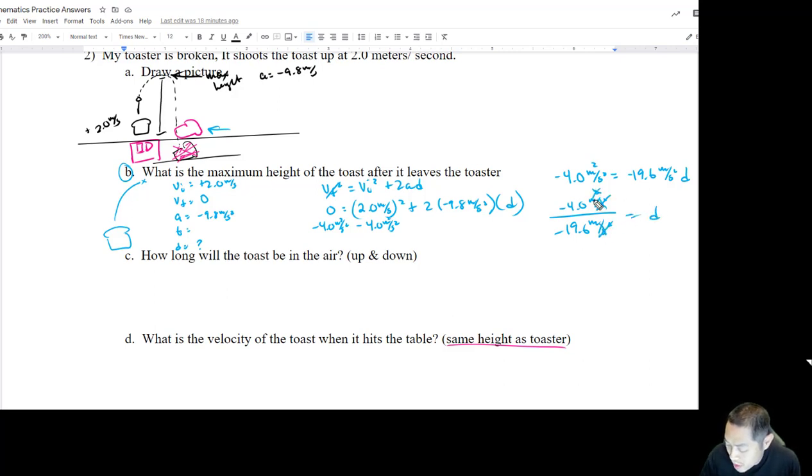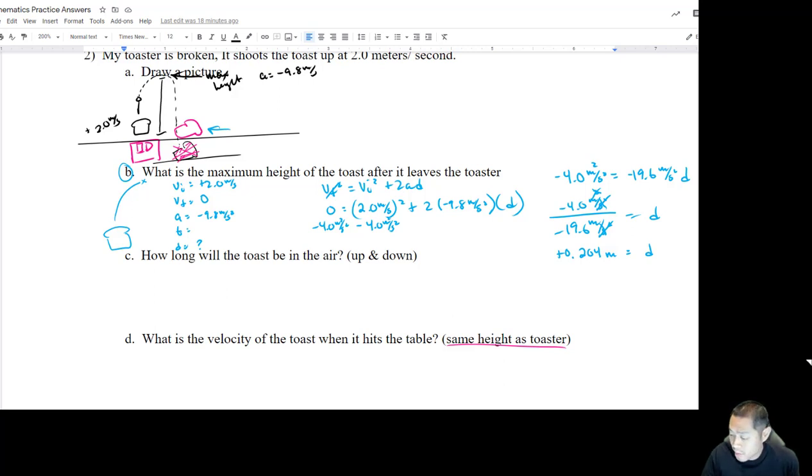One of the meters cancel out, so you're left with the correct one. And my max height is just 4 divided by 19.6, which gives me 0.04. Sorry, 0.204. The negatives cancel out, so you're positive. Like I said before, if you did 0.20, that's fine.